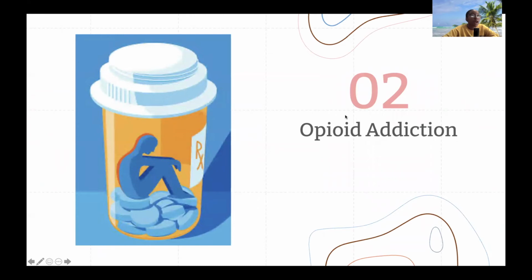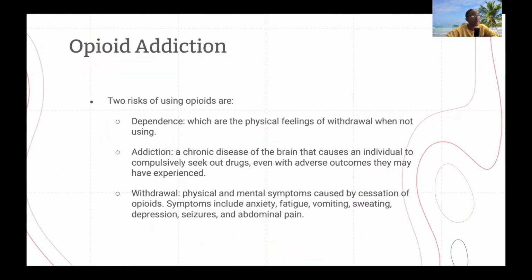Secondly, we're going to be talking about opioid addiction. Now we're going to be talking about the risk of opioid usage. The first is dependence, which are the physical feelings of withdrawal when not using.